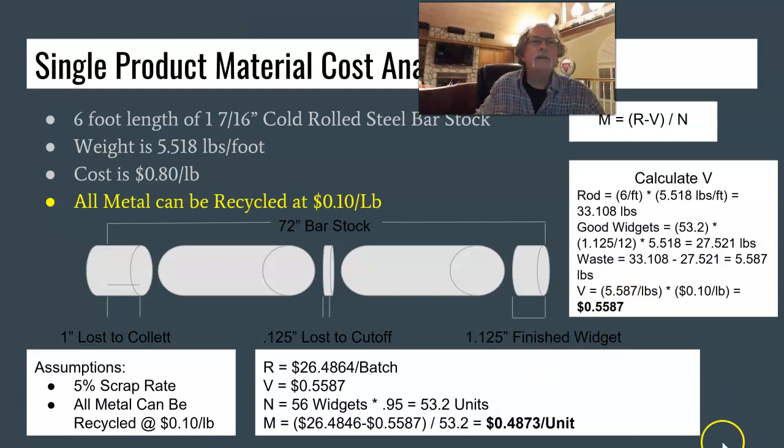So M equals R minus V over N. R is $26.49. V is 55.87 cents. We got 53.2 good units. So now our cost per unit is 48.73 cents per unit.